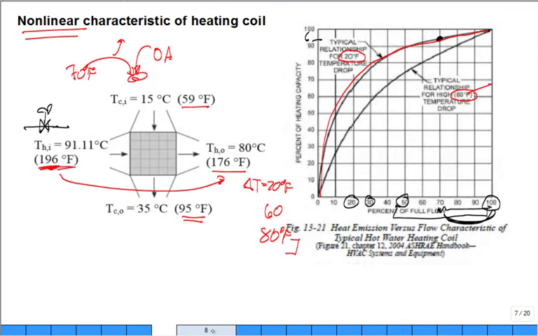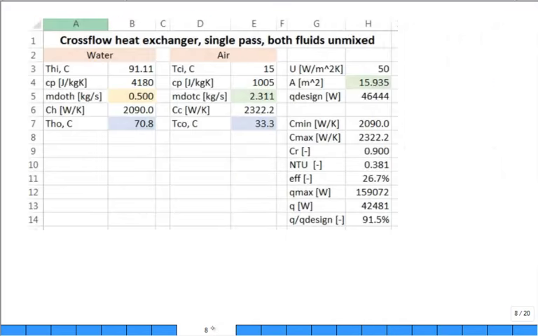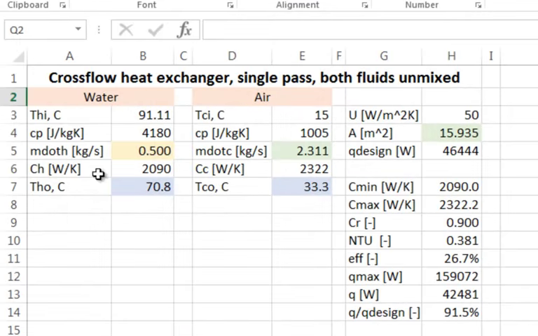All right. So I implemented this in Excel. So here it is. I just put in the 91.11, since I want to work in SI units, and put in the specific heat of water. Notice the specific heat of water and compare it to air. How big a difference is it? Four times larger. Yeah, water is much higher specific heat.